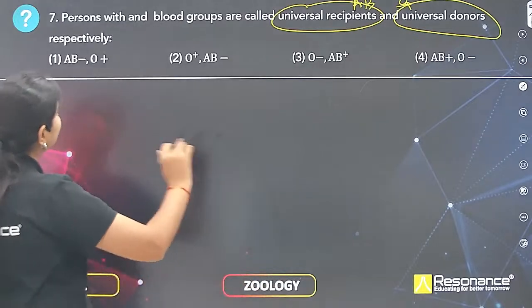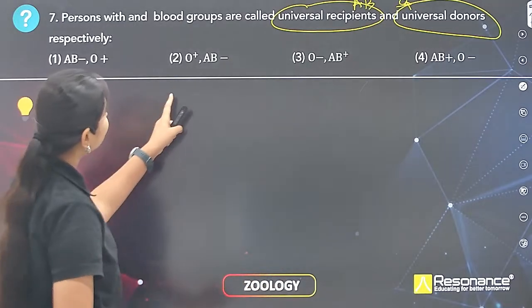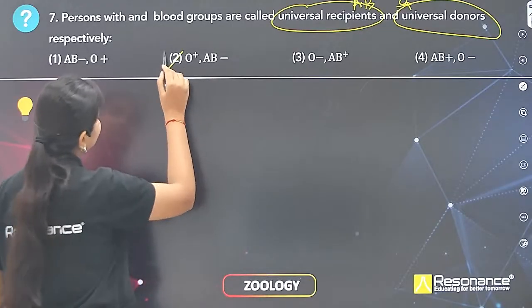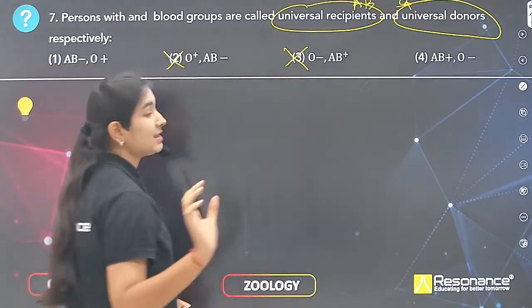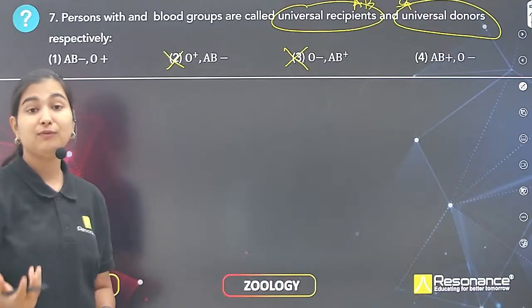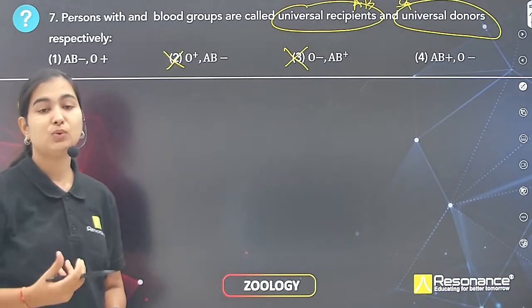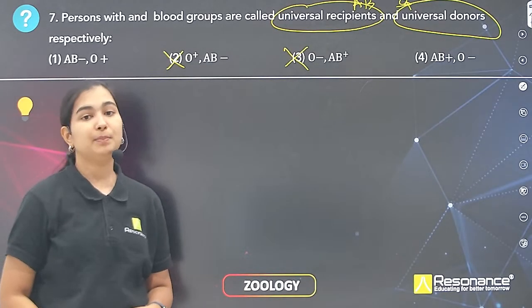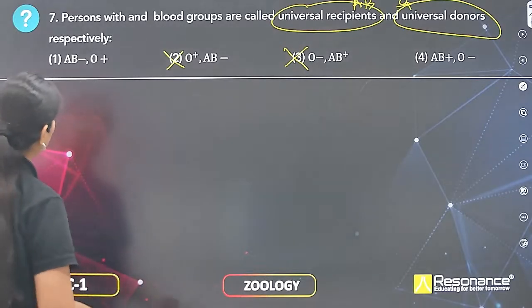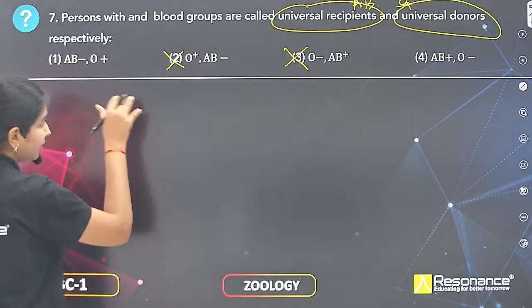First, you know the recipient is AB. Here it is O and O given, so eliminate that option. You know the recipients are AB because why are they recipients? Because they don't have any antibodies in the plasma. That is the only thing. I think you need not write everything one more time.